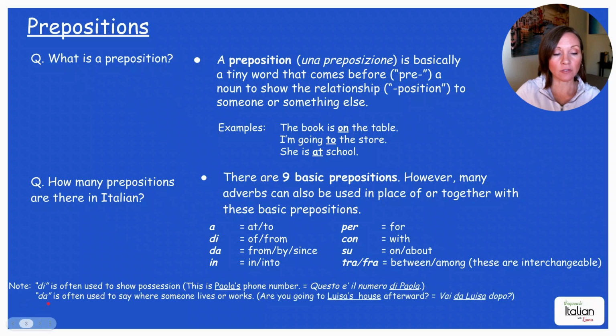Da is often used to say where someone lives or works. Okay, so you can say, are you going to Louisa's house afterwards? And you would say in Italian, vai da Luisa dopo. Okay, so da Luisa just means Louisa's house, like where she lives. So da Luisa, of Louisa.